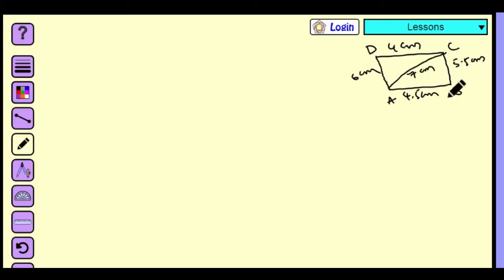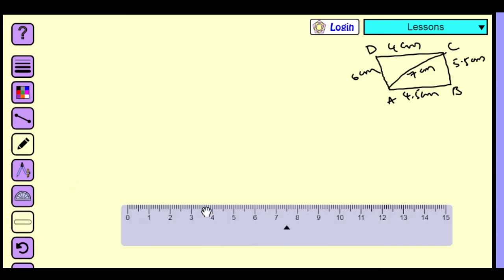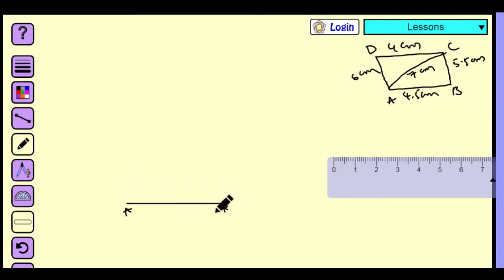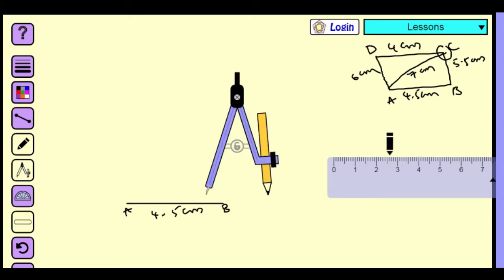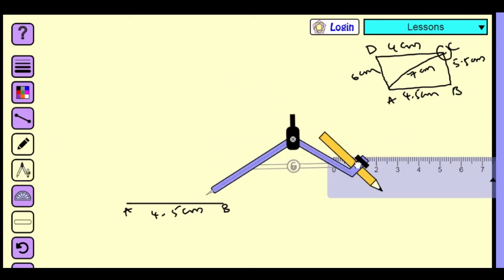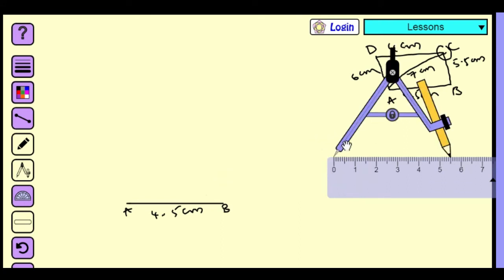First, construct the triangle ABC with the given measurements. So draw the line segment AB with 4.5 centimeters. A, B, and 4.5 centimeters. Now first to locate the point C here, we need to draw arcs from A and B. So with B as the center, with the radius 5.5 centimeters, draw an arc.